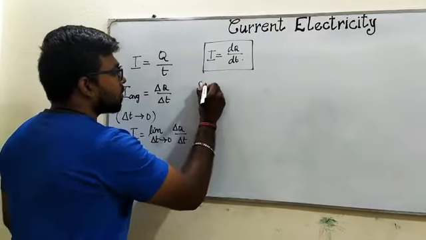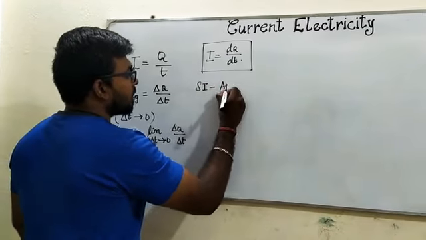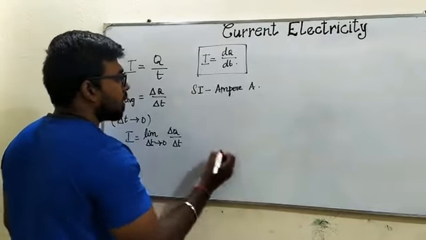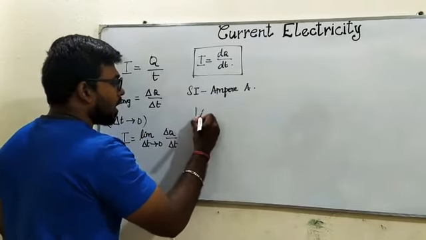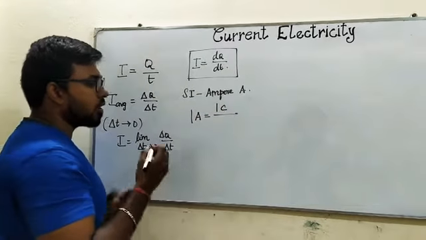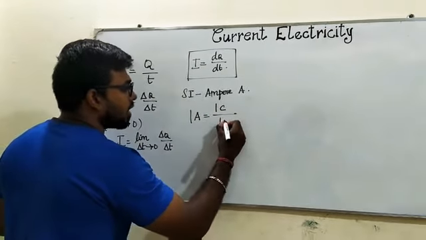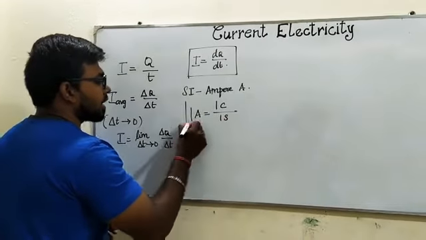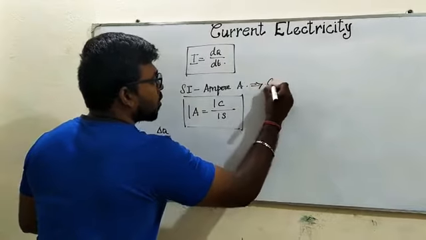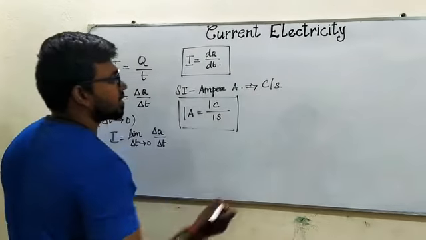The SI unit of electric current is the ampere, which is denoted as A. We can define 1 ampere as 1 coulomb of charge passing through a given cross-sectional area in 1 second. So ampere can also be written as coulomb per second.